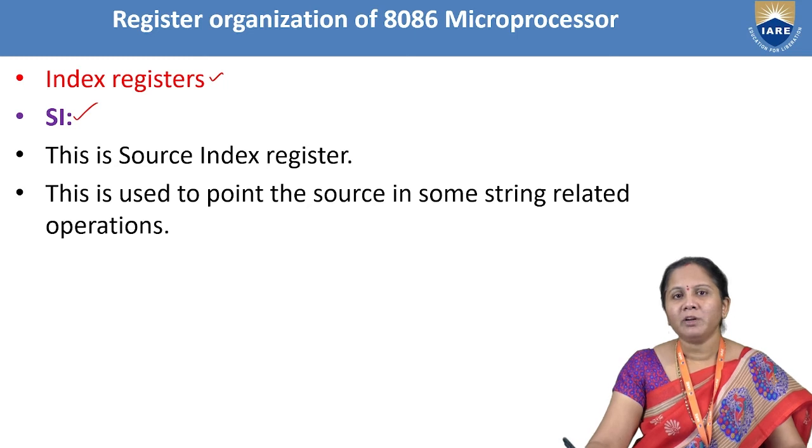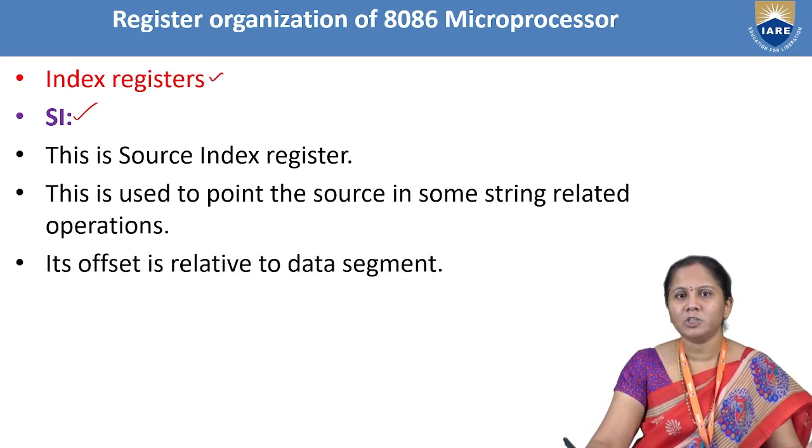A large number of inputs cannot be given using just those registers. Why? Because the number of registers available in the 8086 microprocessor is small. That is why, in order to use the registers efficiently, to give string inputs or to perform any string operations, we have to use the SI and DI registers. SI means source index, so using that we can give the source, that means the input string can be given.